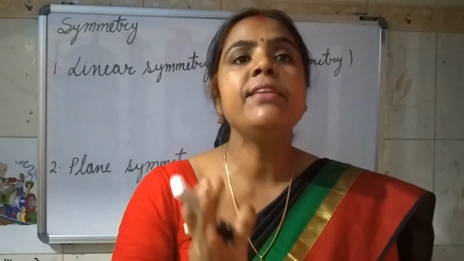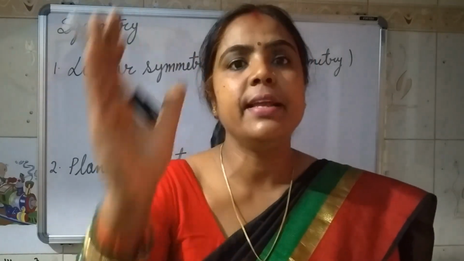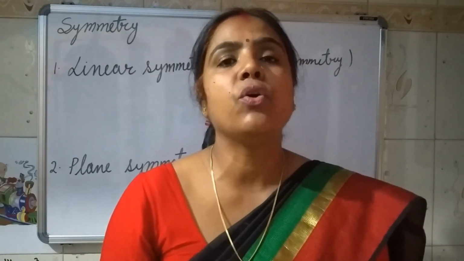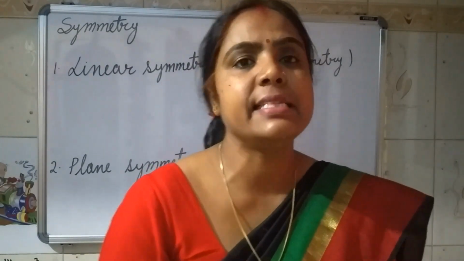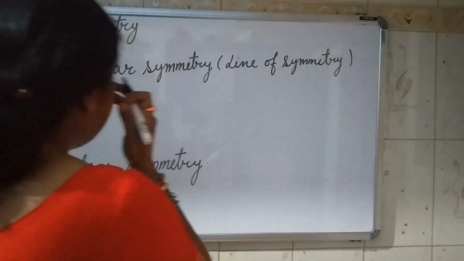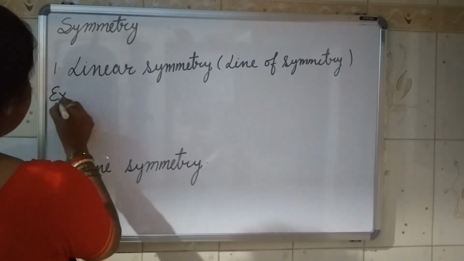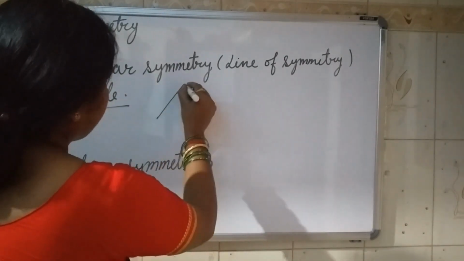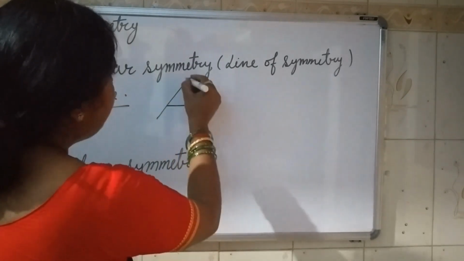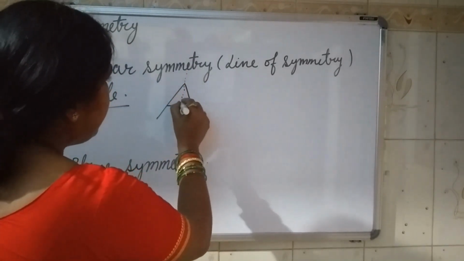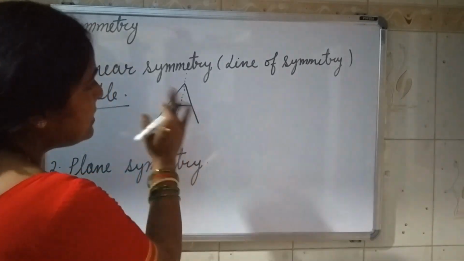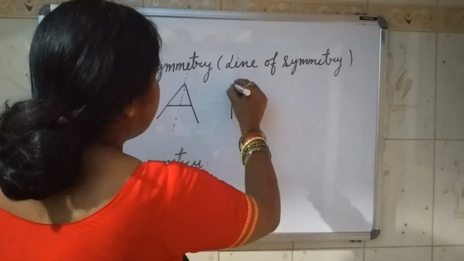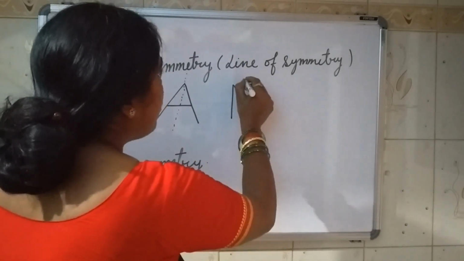When any plane figure is divided into equal parts by a line, that line is called the line of symmetry, and both parts will be exactly the same. For example, if you take the alphabet A and draw a line in between, this side and this side are exactly the same. And if you take the alphabet N and draw a line from here, it is not the same.